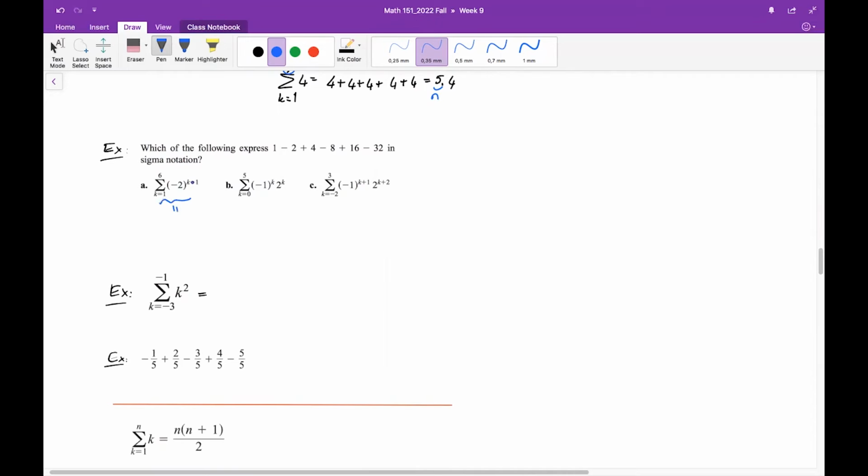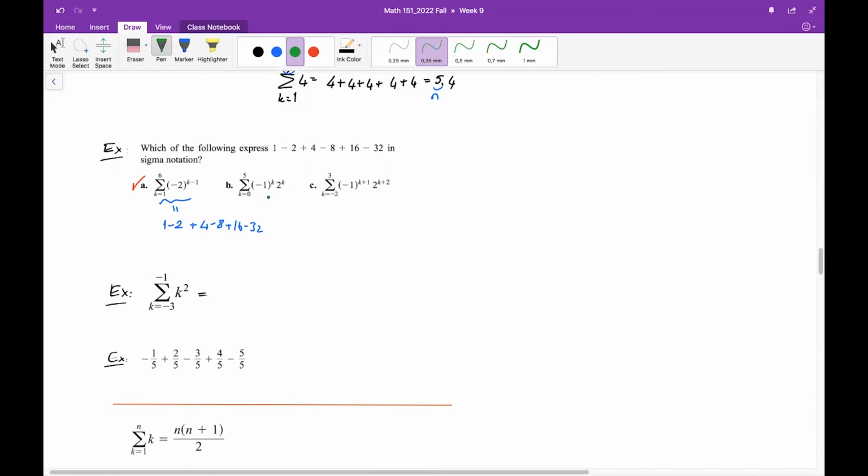Just insert your indexes for k, what you will obtain, minus 2 to the power 0, right? So first term is 1, minus 2 to the power 1. Second term will be minus 2. And third term, minus 2 to the power 2, which is 4. And similarly, if you insert all the k's up to k equals 6, you will obtain this finite sum, which is exactly this one. So part A, the sigma notation given in part A satisfies this finite sum.